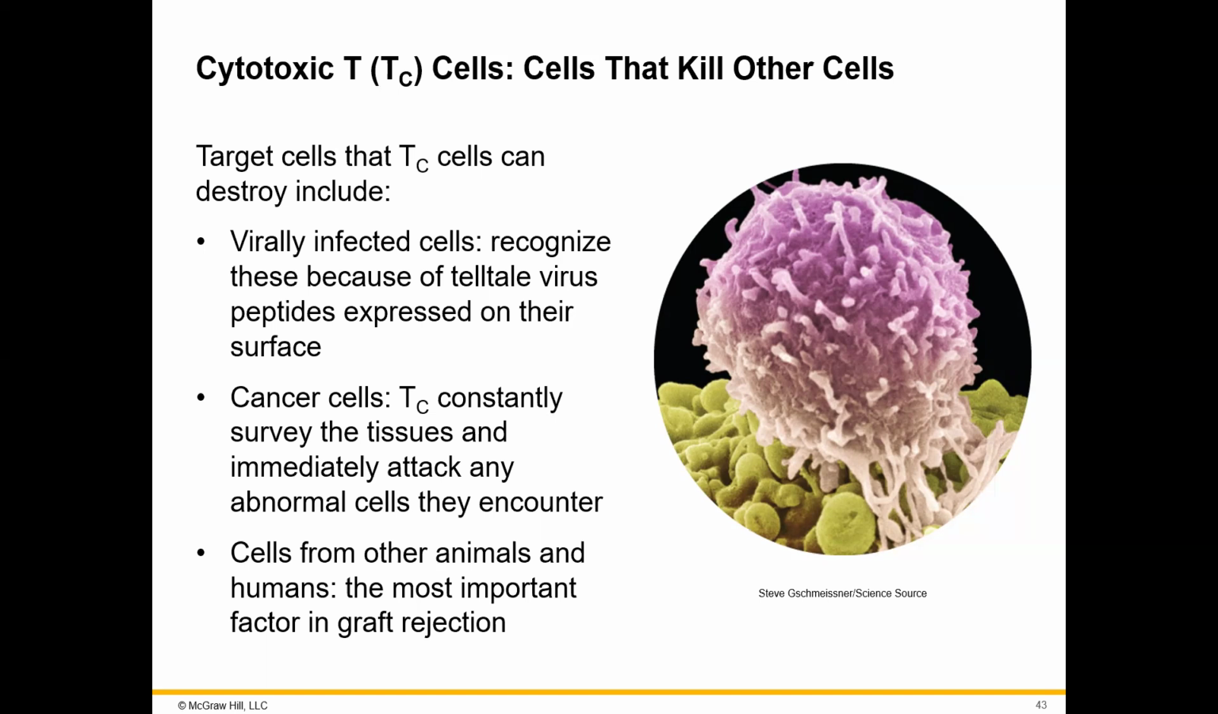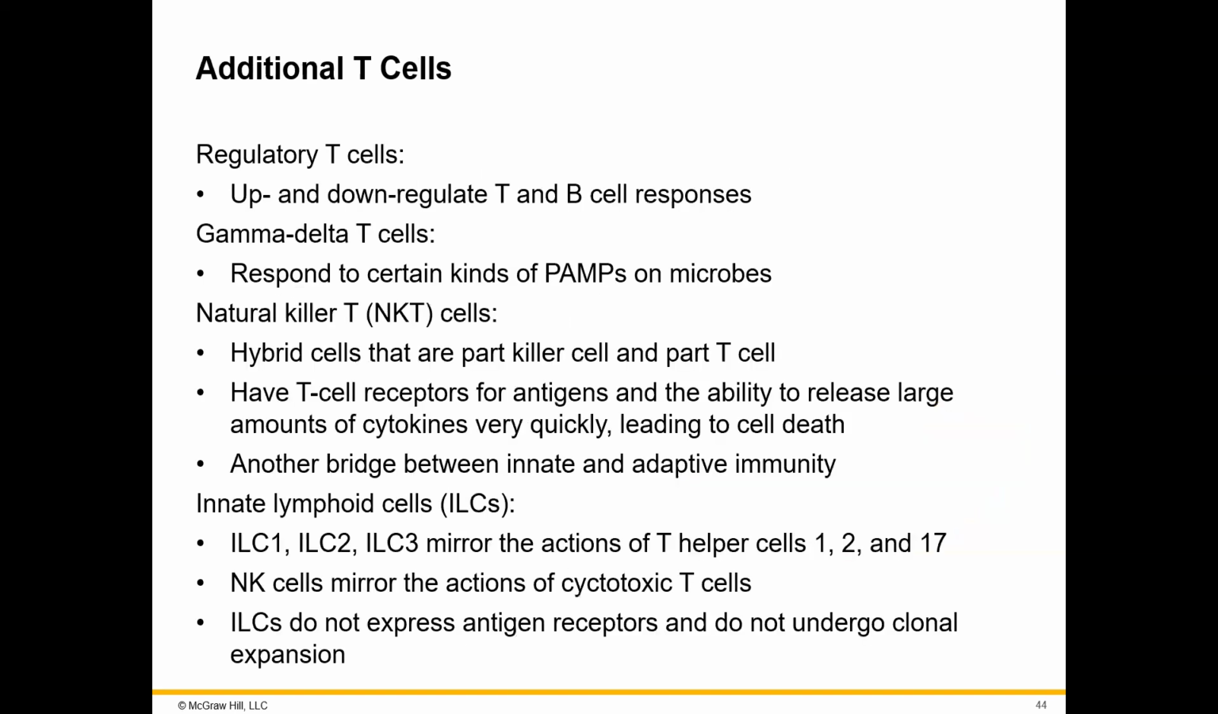And finally, we have cells from other animals and humans. So cytotoxic cell-mediated immunity is the most important factor in graft rejection. In this case, you see the TC cells attacking the foreign tissues that have been implanted into a recipient's body. Additional T cells: you have regulatory T cells, which act to upregulate and downregulate T and B cell responses.